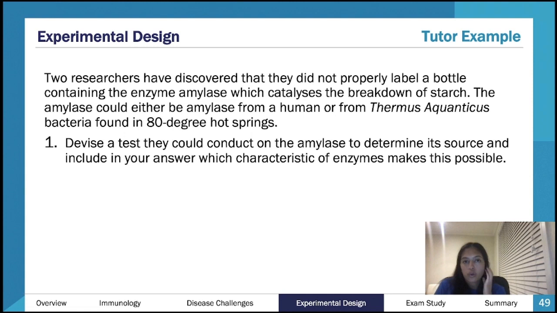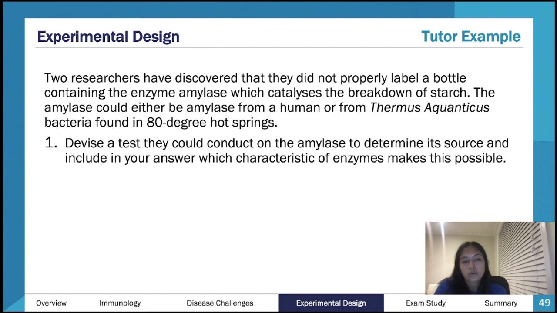Your Thermus aquaticus, the same thing. You'll have your starch and your amylase at 80 degrees. Again, if that works and you get glucose from there, you're thinking of your Thermus aquaticus being the source. You're also going to have another control group: you're going to have your starch at 80 degrees. So you can see what I mean by two control groups there.